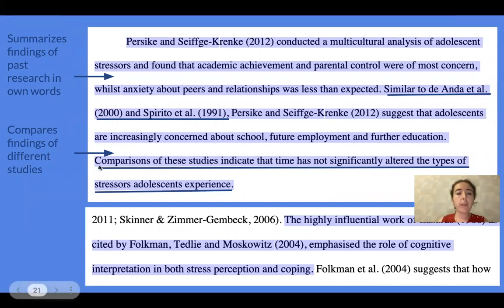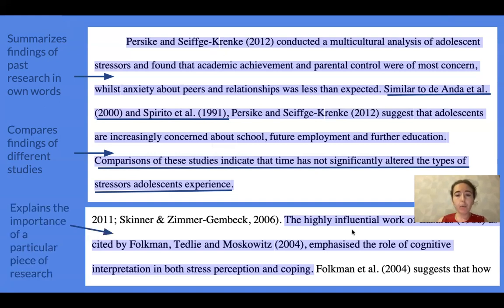Another thing I thought was really good is that they took that a step further and they said, okay, this study was in 2012, this study was in 2000, and this study was in 1991. So 20 years between these studies, and they're all finding basically the same things. From that, I'm going to conclude that actually time has not really changed the results of these studies, right? So they're making some analysis. This time they're not being critical in the sense of making a criticism, but they are making some kind of judgment based upon what they see.